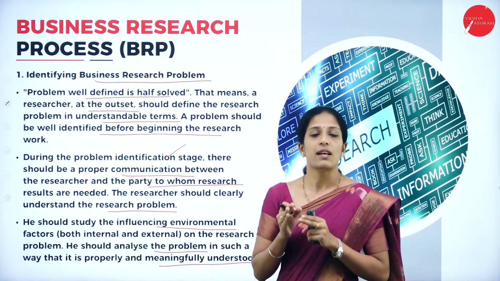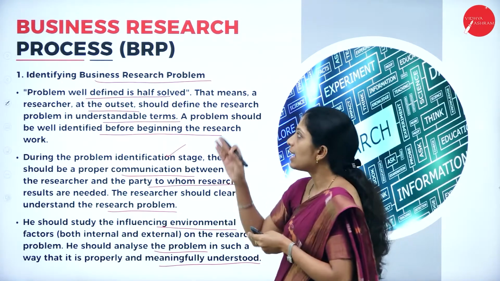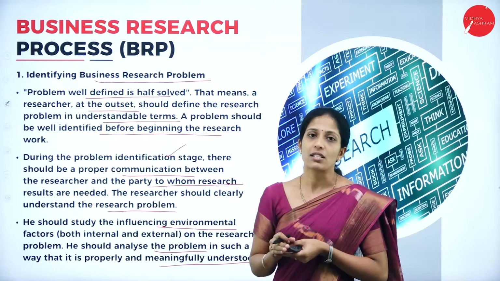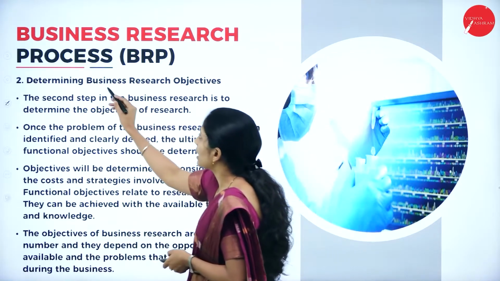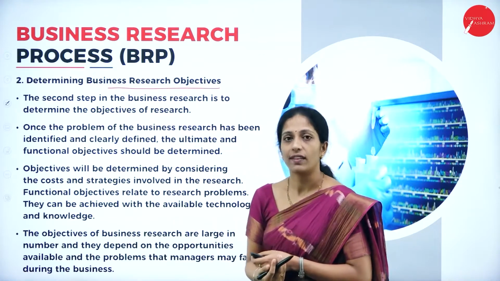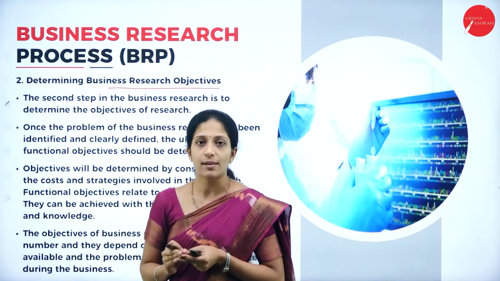So what is the first step under the business research process? That is identifying the business research problem. Okay. The second one is determining the business research objective. Now we have identified what the problem is.